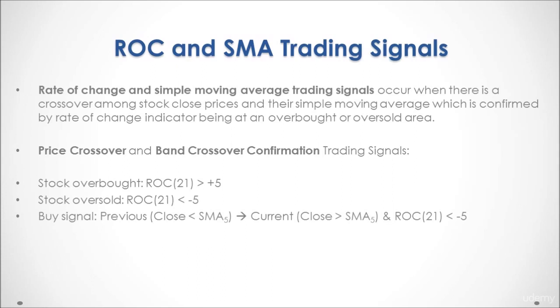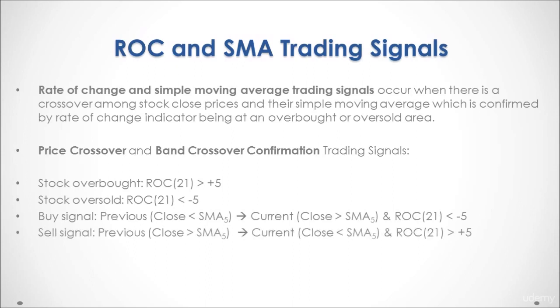Therefore, we have a buy signal if the previous close price was less than the simple moving average, and then the current close price is greater than the simple moving average, and this is confirmed by the rate of change being below minus 5. On the other hand, we have a sell signal if the previous close price was greater than the simple moving average and then the current close price was less than the simple moving average, and this is confirmed by the rate of change being above plus 5.